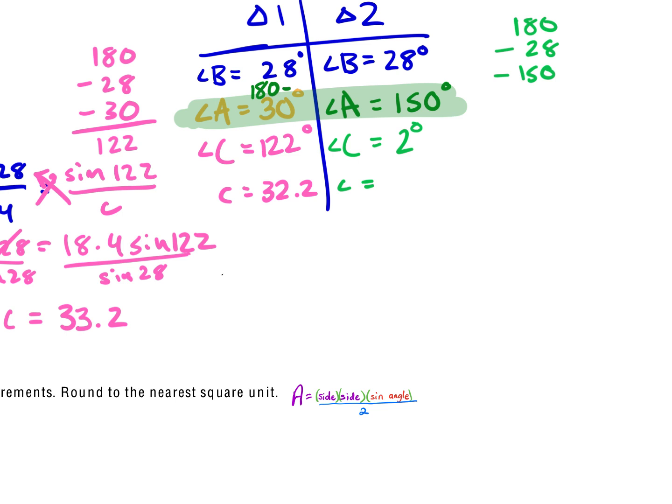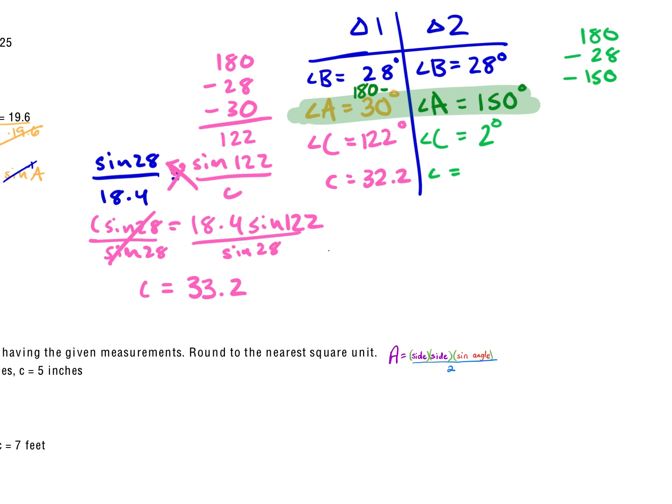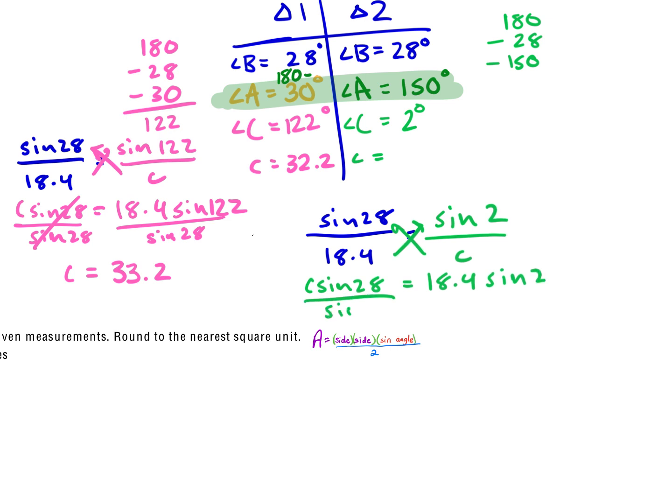Now let's find side C. So we're going to set up a proportion. Start with the one that was given. Sine of 28 over 18.4 is equal to sine of 2 over C. We cross multiply and divide. So C times sine of 28 is equal to 18.4 times sine of 2. Divide by sine of 28.